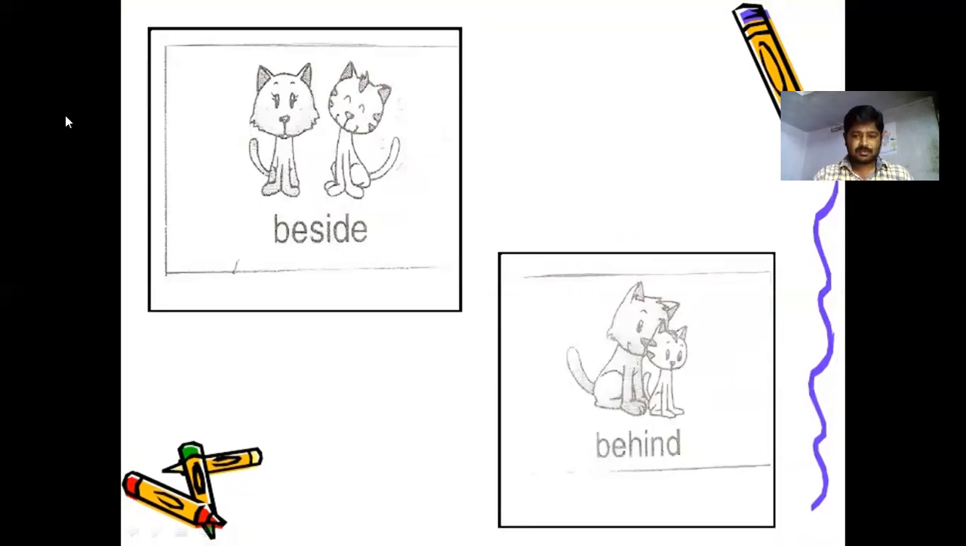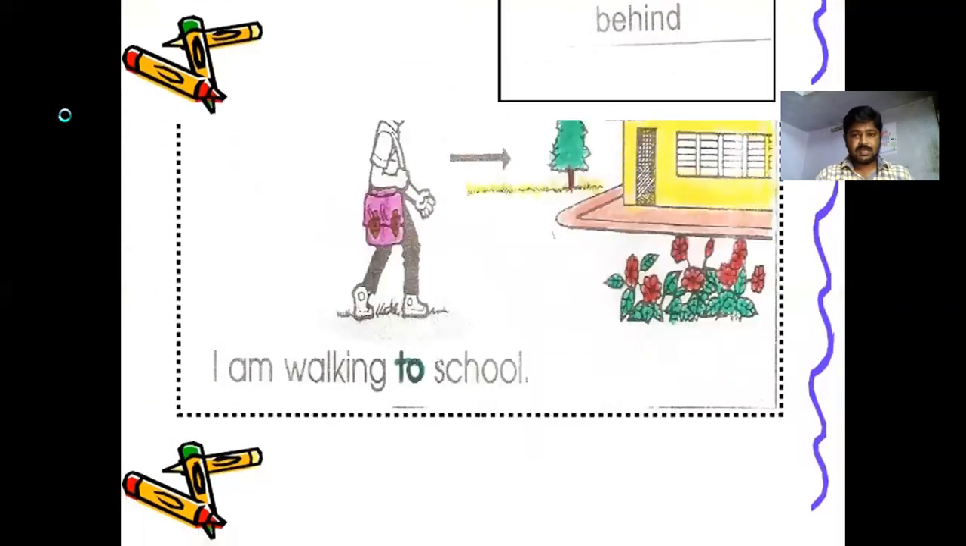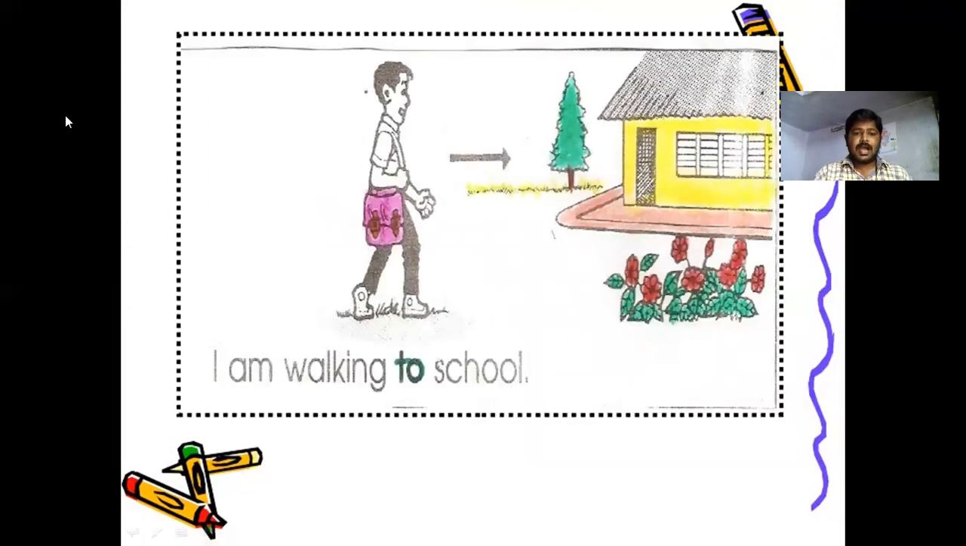Beside is a word of the preposition. We can use it to show that. And behind is also one of the prepositions. I am walking to school. To is a preposition here, and it shows the connection between two objects or two nouns. I am walking to school, and to is the preposition here.